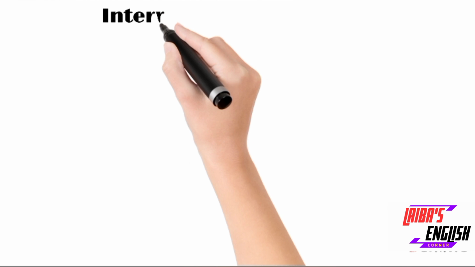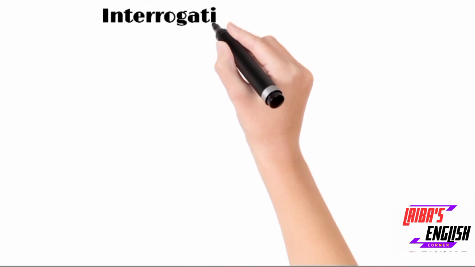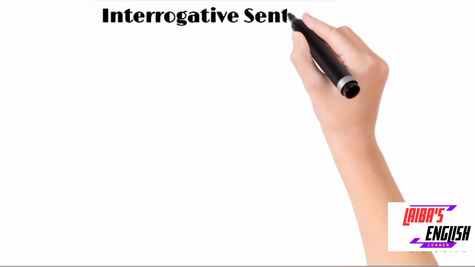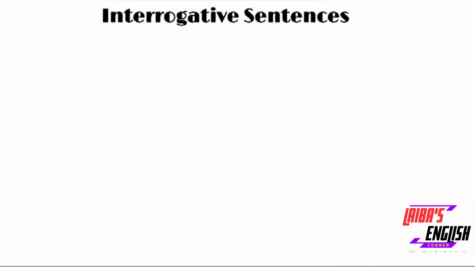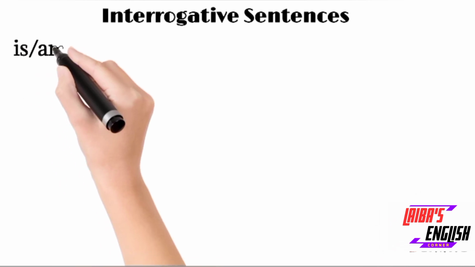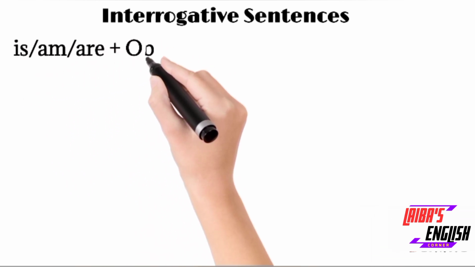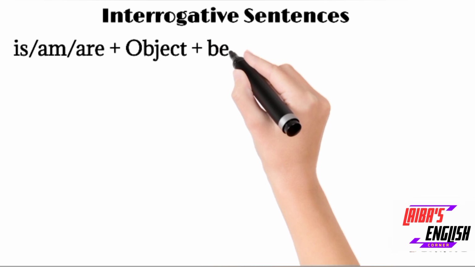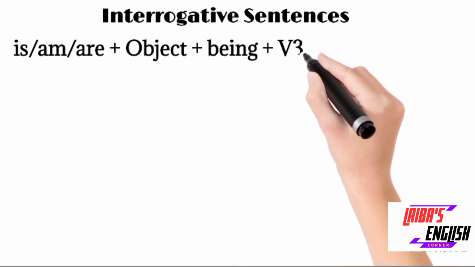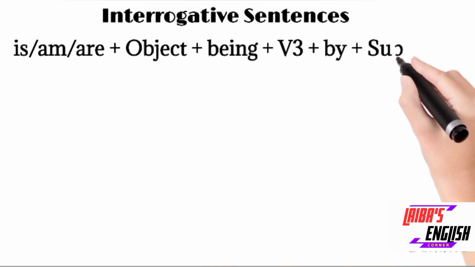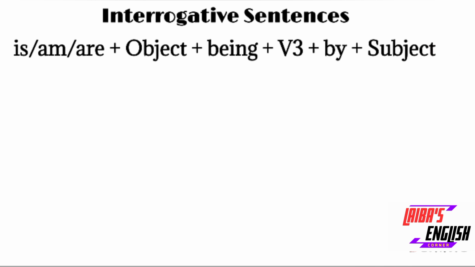Now we are going to make the interrogative sentences. So in the interrogative sentences, we are going to ask questions. Whenever there are WH sentences, we don't need to change the place of the WH words. So first of all, we will have a look at the structure. I already told you that we have to start this with the helping verb. Is am/are plus an object plus being plus third form of verb plus by plus subject. Don't forget to put a question mark at the end.